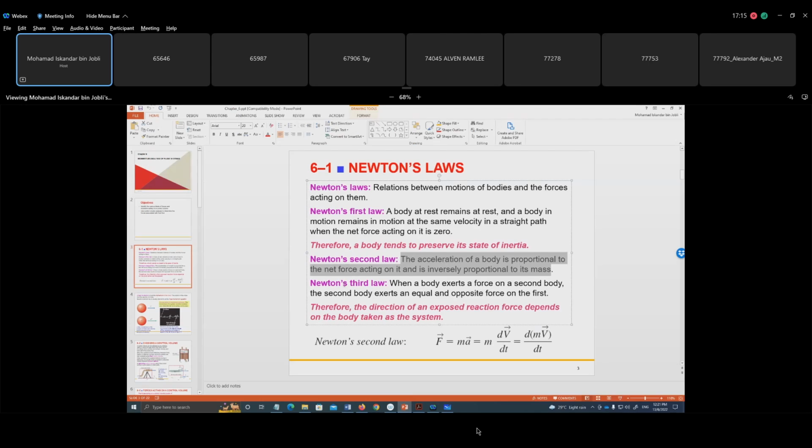Newton's third law, right? When a body exerts a force on a second body, the second body exerts an equal and opposite force on the first. So when you have forces acting on the right, you have forces acting on the left, okay? And they will be balanced, right? And this will influence something in the calculation later on, which we shall see. Very interesting. Okay, Newton's law.